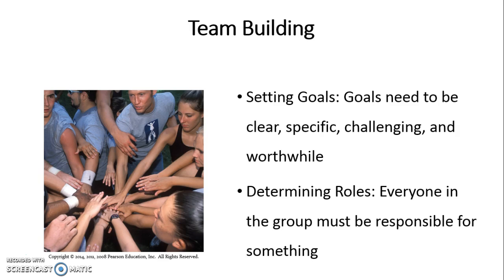Now, some groups are a little bit different. These groups are teams. They usually have a goal that they have to have accomplished. While some groups can be completely relationship oriented like a family, a team wants to set the goal. That goal needs to be clear, it needs to be specific, it needs to be challenging and worthwhile. This is going to make sure that everyone understands the goal, that it's detail oriented enough, and that it gives people a reason to want to achieve it.